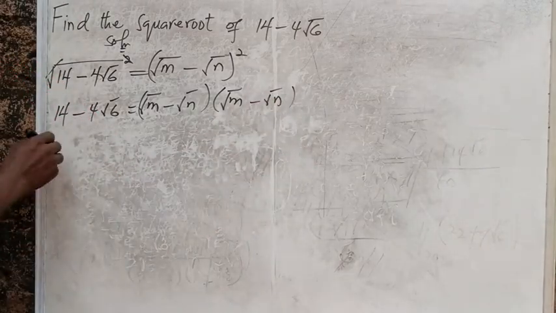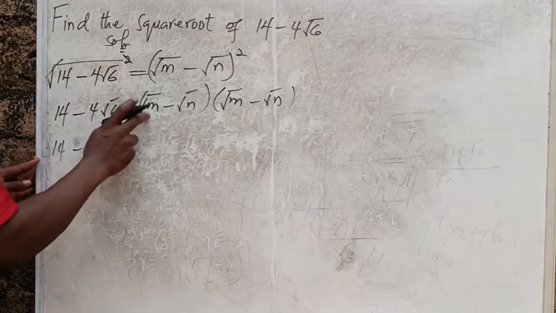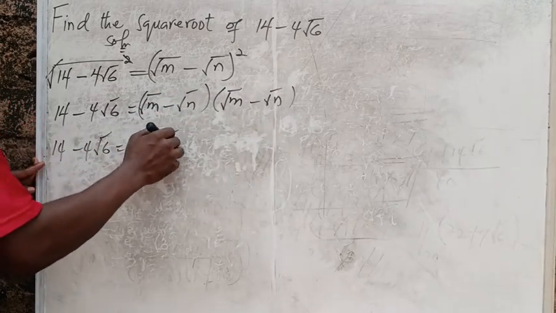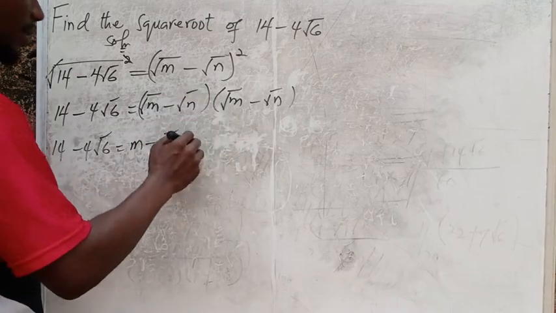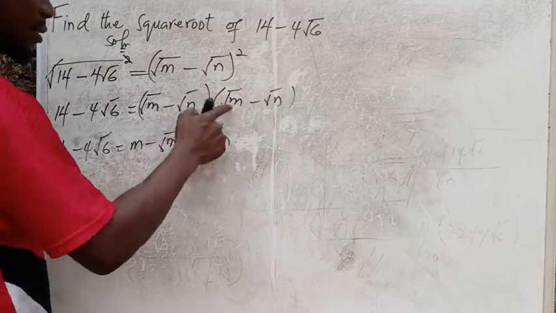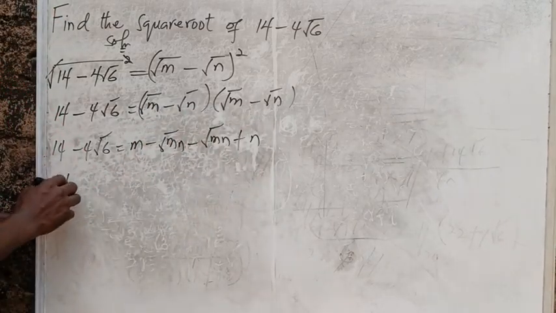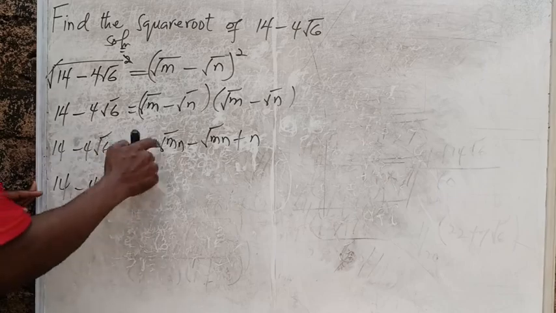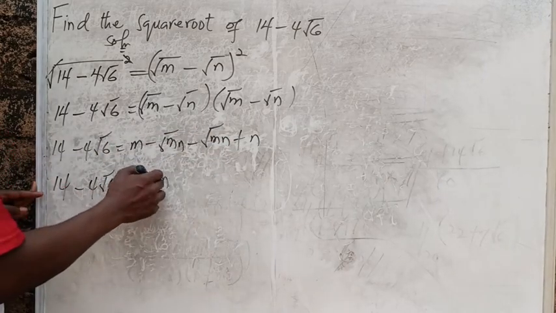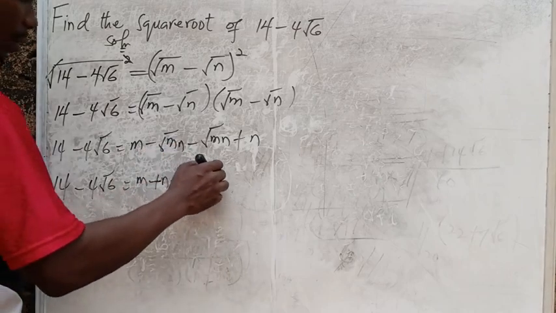All right. So we're going to have 14 minus 4 root 6 equals root m times root m, which is just m. Root m times minus root n is minus root mn. Minus root n times root m gives you minus root mn. Minus minus is plus. Root n times root n is n. So here it's going to give us 14 minus 4 root 6 equals m plus n. Then minus root mn minus another root mn will give you minus 2 root mn.